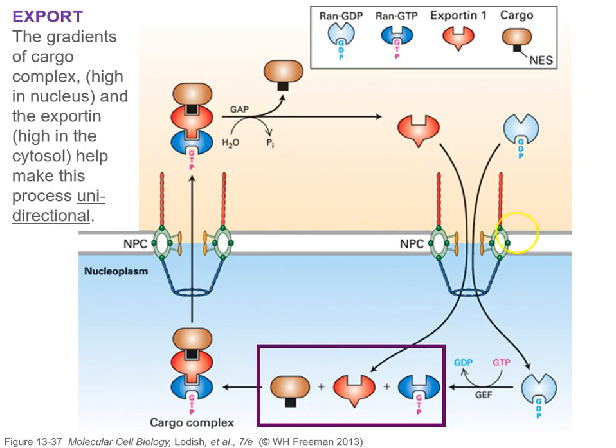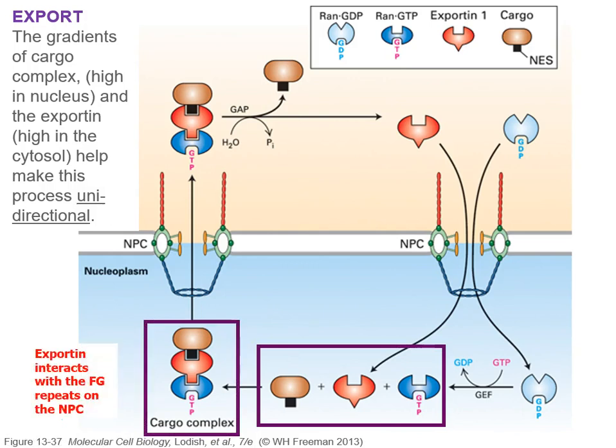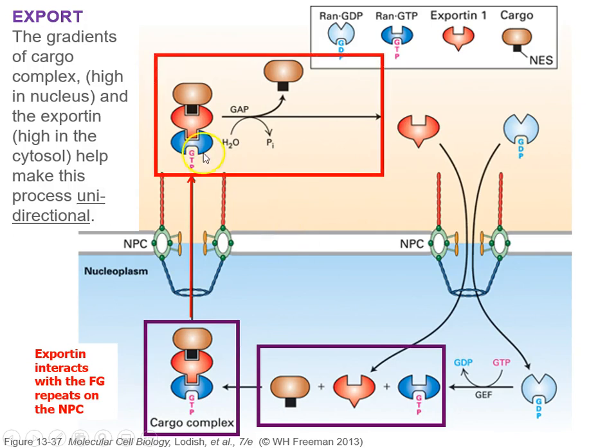So here we are inside the nucleus, and here is our cargo. Now we have this huge cargo complex because we have our cargo with its nuclear export signal and this exportin protein that recognizes it. And then we also have to have RAN-GTP bound. So there's our cargo complex. This is huge, so it again goes across, and it has to interact with these FG proteins and kind of shove them out of the way. So now here we are in the cytosol.